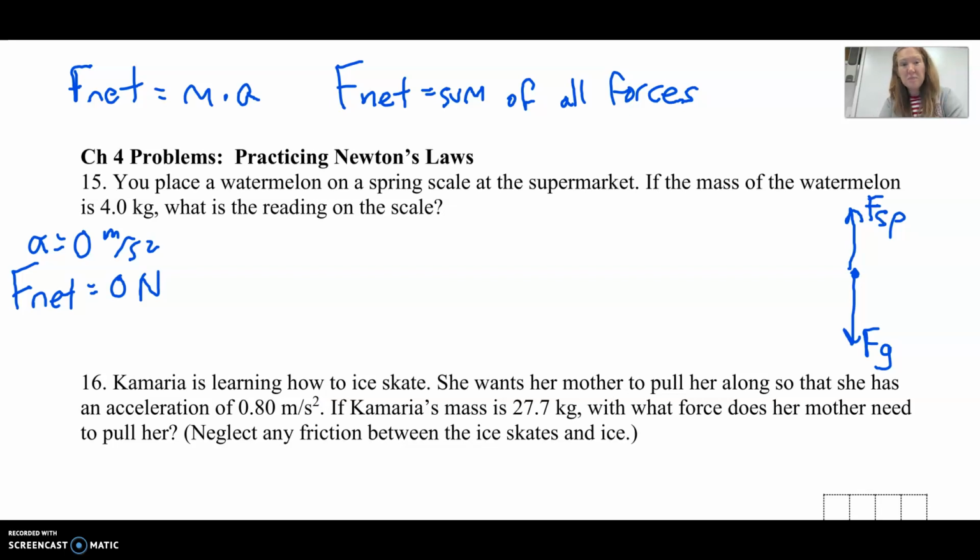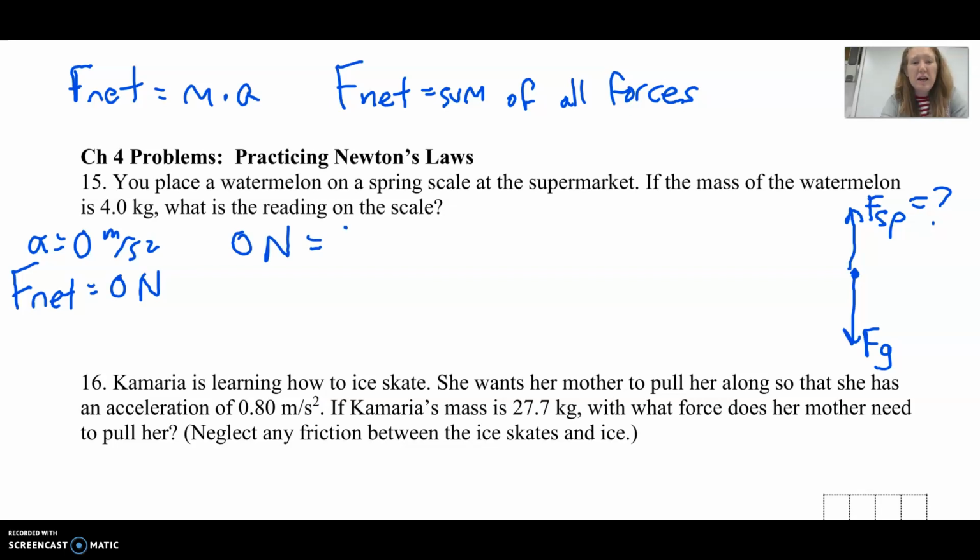Okay, so now I don't have a formula for spring force. We never went over that, right? But I do have a formula for force of gravity, and that's what's going to help me solve for the reading on the scale, because what they're asking for is the spring force. But I know that all the forces add to 0. In other words, I know they cancel.